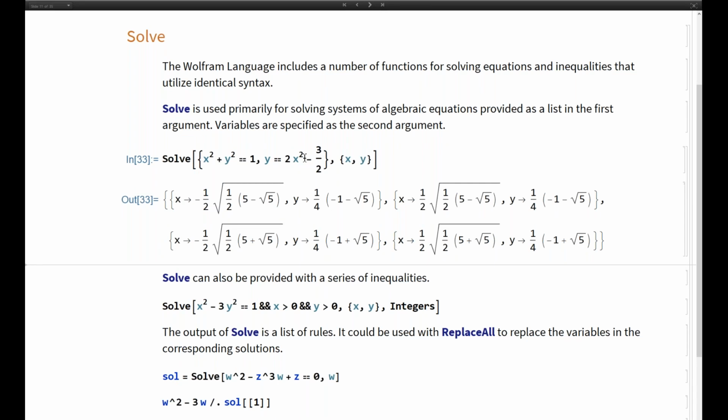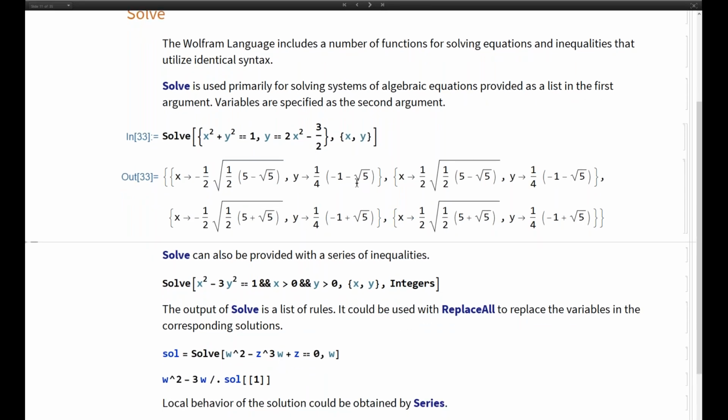In which case we can also take a look at doing a similar thing with inequalities. Instead of specifying the two equations, we instead have a single equation and a set of inequalities. In which case, again, we're taking a look at x and y.